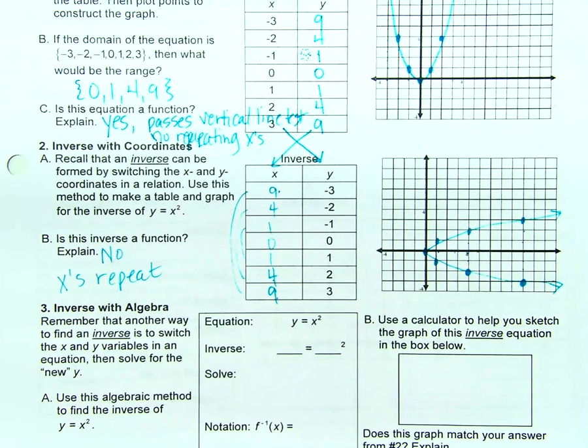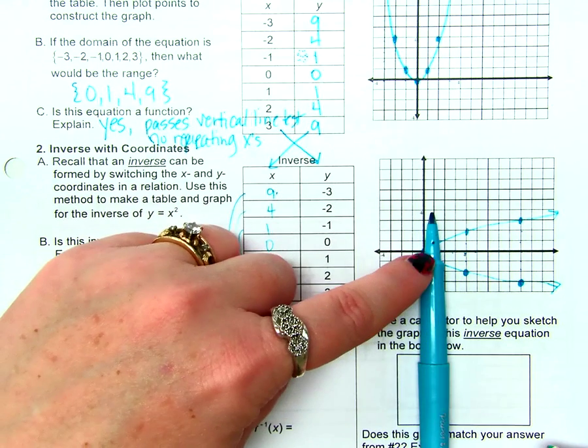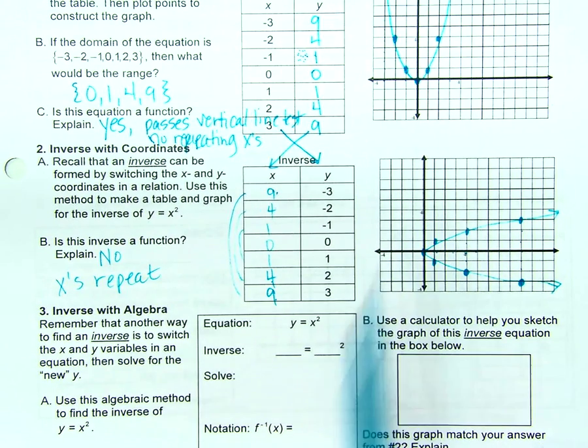Now, for people who like the graph more, look, does it pass the vertical line test? No, it's touching there and there. Okay? Any questions about that?